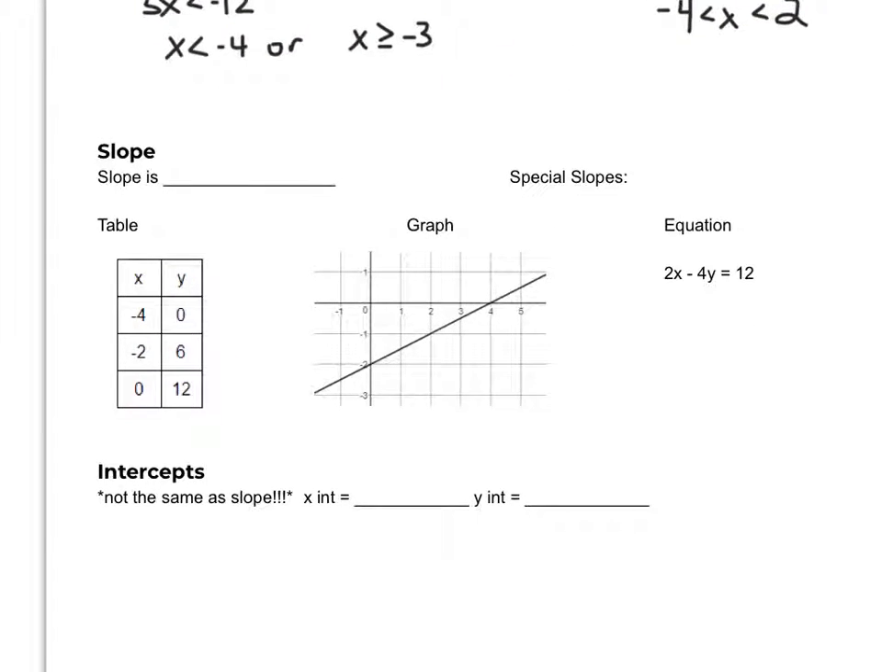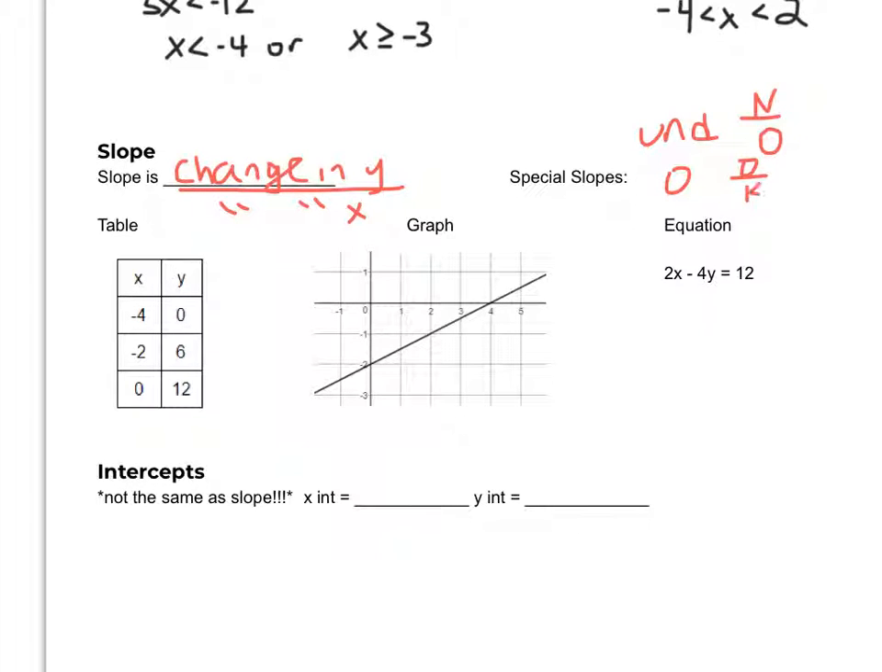Then we looked at linear functions and graphs. So slope is change in y over change in x. I still have some people flipping that. Change in y over change in x. I'm being really lazy there with my quotes. All right, so if I want to find slope, our special slopes are undefined, which is when we have a number over 0, and 0, which is when we have 0 over a number. Remember no and okay?